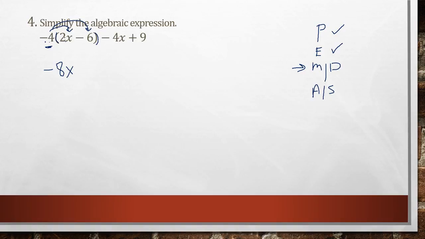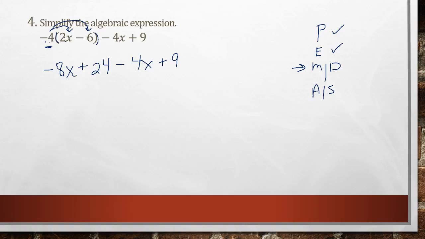And then we have negative 4 times negative 6. Again, a negative and a negative is a positive, and that gives us 24. And then we bring down everything else that was left over. And when you distribute that negative 4, you actually get rid of the parentheses, so we don't need them anymore. That's the whole purpose of distributing.